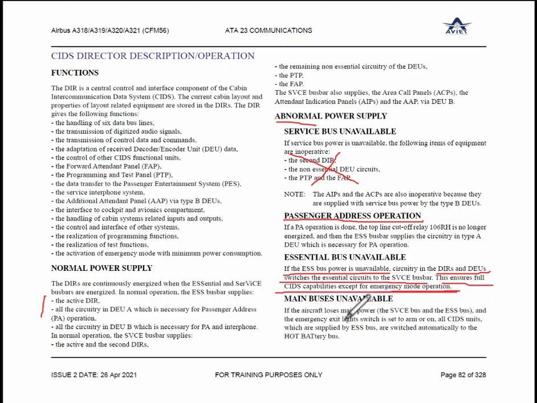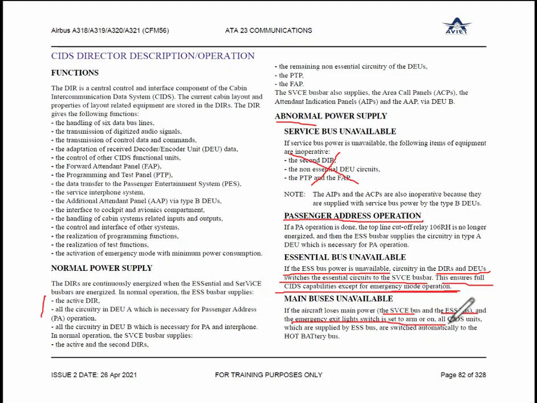Main bus is unavailable. If the aircraft loses main buses, it means now you lost the service bus and essential bus both. If the main buses are lost, AC bus 1, AC bus 2 lost, so you lost the service buses, you lost the essential buses. Emergency exit lights will be set to the arm position. That is, the setting is already done from the cockpit. Emergency lights are always on arm position. There are three positions for the emergency light: on, off, and arm. You getting my point? Emergency light has three positions: off, on, and arm.